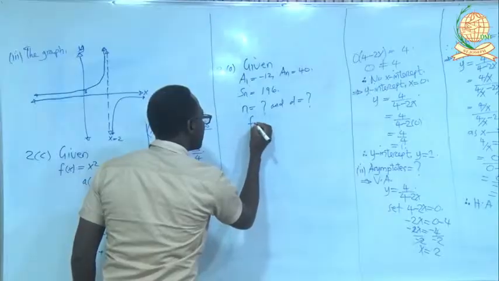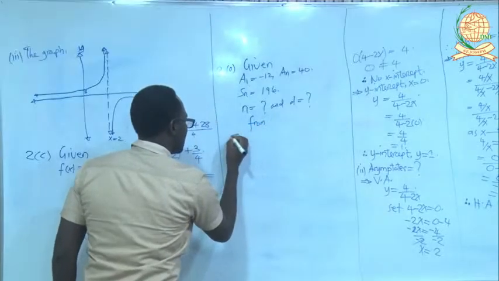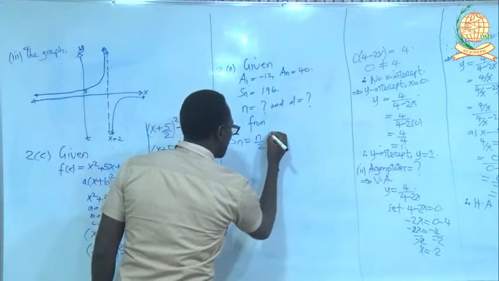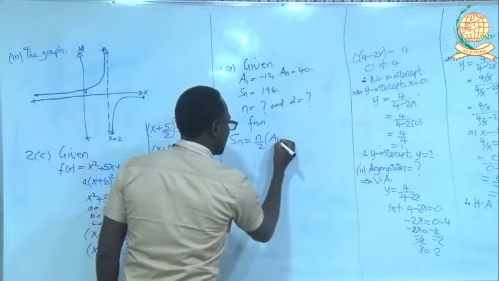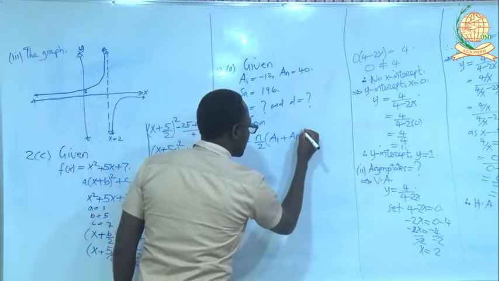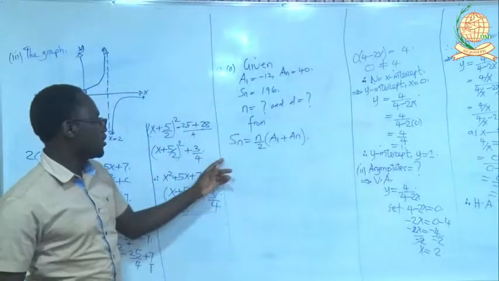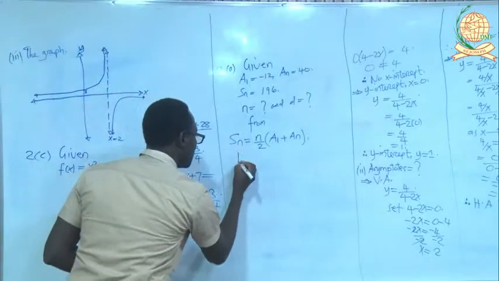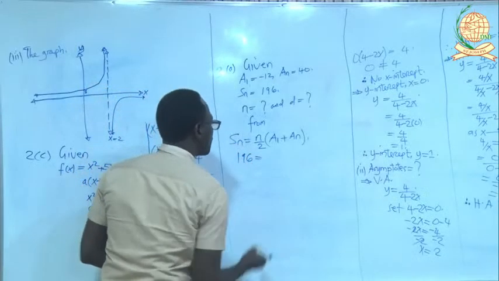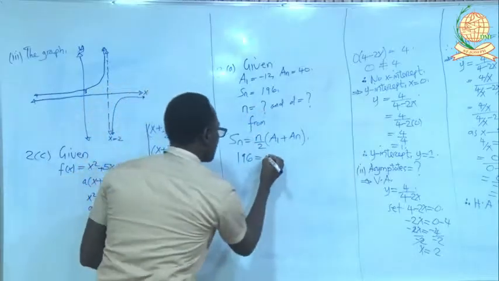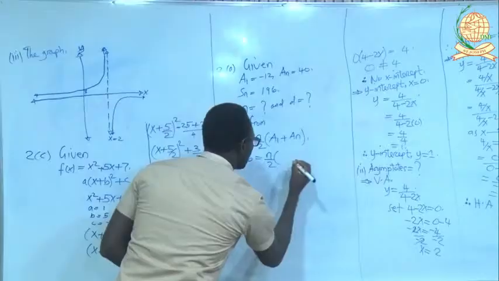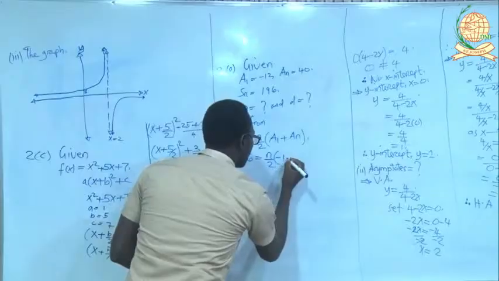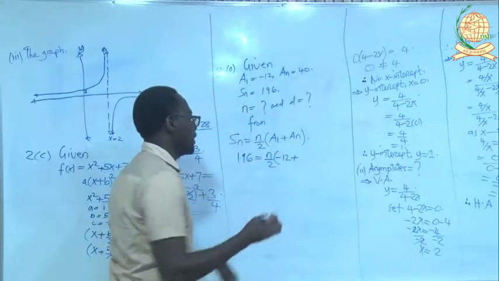From the formula, the sum of n terms is given as n over 2 in the bracket A1 plus AN. By using this formula, we'll get the value of n. So substitute: 196 equals n over 2 in the bracket, A1 is negative 12, plus AN, which is 40.